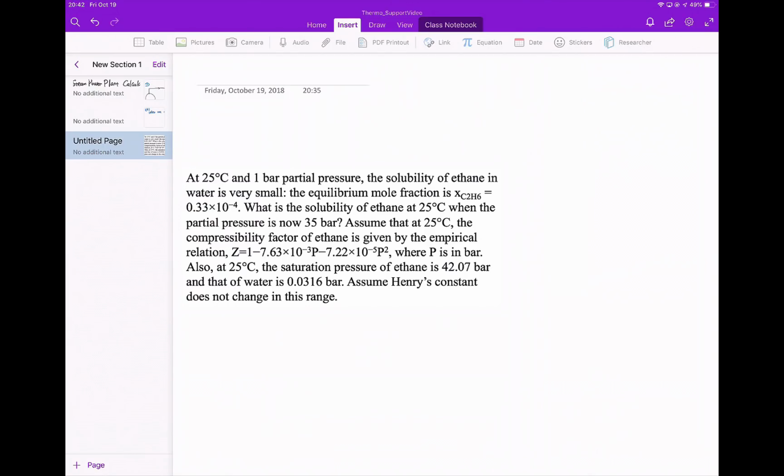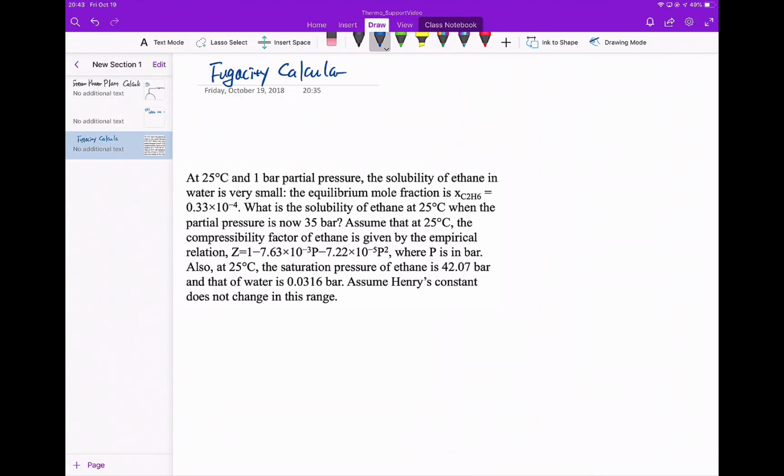Hello class, this is the other part of the Fugacity calculation. So here I want to show you the Fugacity calculation using Henry's law.